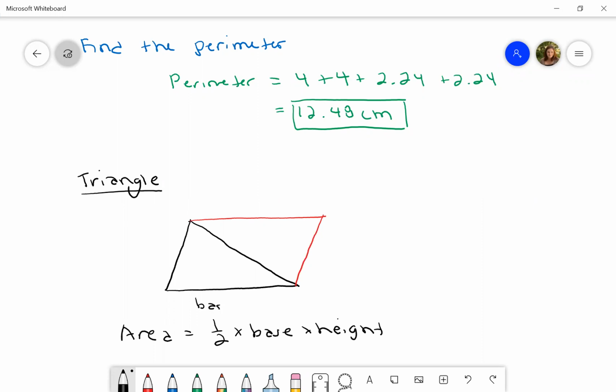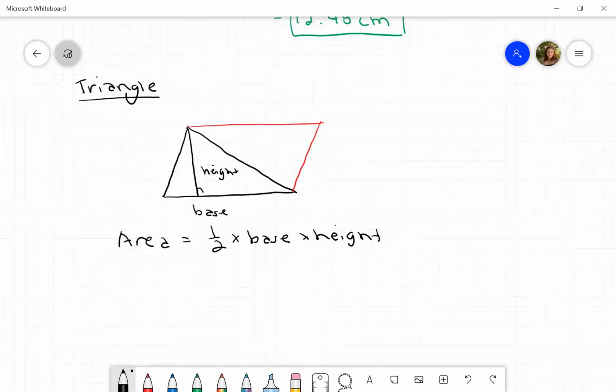Where this is the base, and we still use the height measurement inside here. So that's the height. So 1/2 times b times h, or just drop all the multiplications and just write 1/2 bh. All right, so there we go. The area of a triangle is basically half the area of a parallelogram. Okay.